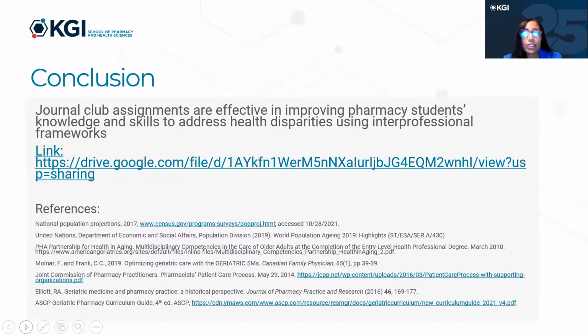Finally, in conclusion, the journal club assignments are effective in improving pharmacy students' knowledge, critical thinking skills, and therapeutic decision-making skills to address health disparities using interprofessional frameworks. The link is to the poster, and my references are included below.